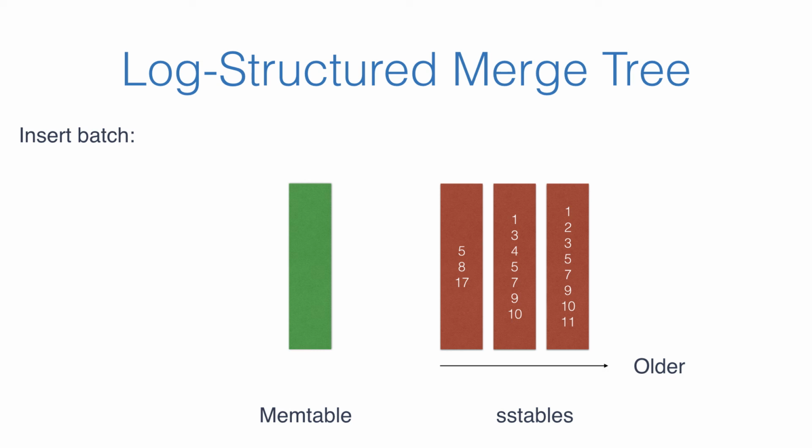So if you are reading the number 5 as a key, what you can do is read the SS tables in order, and when I reach the first SS table that has a 5, I stop. I'm done. I found it.